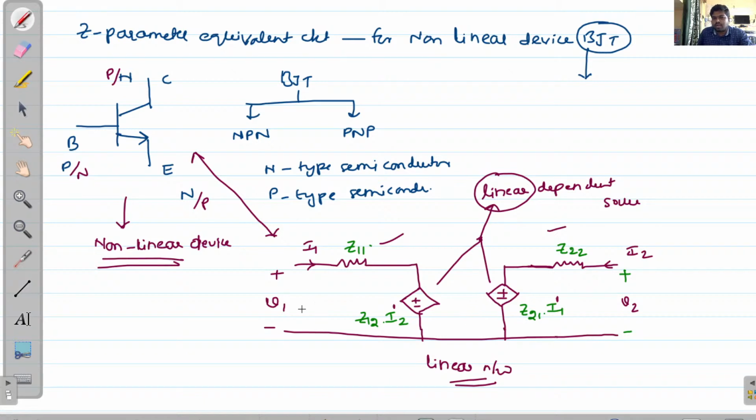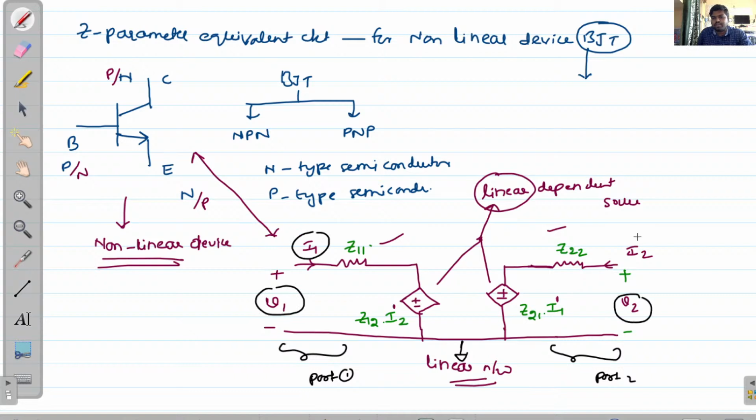For example, if you assume this one as port 1, and these two are connected with the ground, and this one as port 2, port 1 has two variables, v1 and i1, and port 2 has two variables, v2 and i2. It's like a two port network. That's why I'm taking the Z parameter equivalent circuit for the nonlinear device BJT like this.